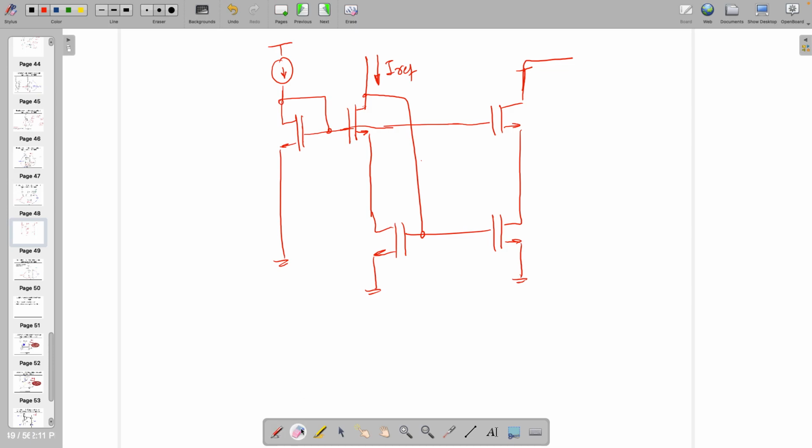So if the current is IREF over here, then you want to have mirroring over here. This will have certain advantage. We'll see that. First of all, let's find out what is the output impedance, right? So that must be very easier, right? M1, M2, M3, this M4 and M5. So what is the output resistance over here?